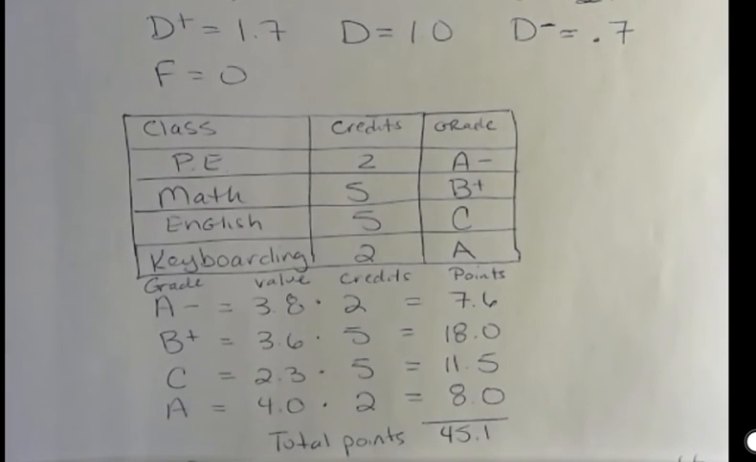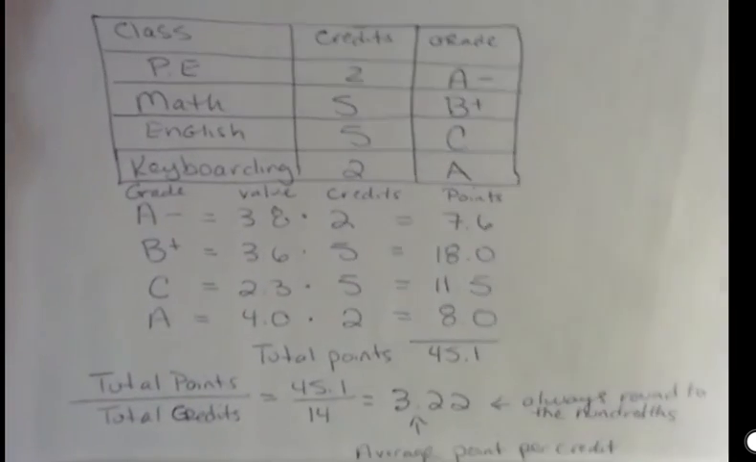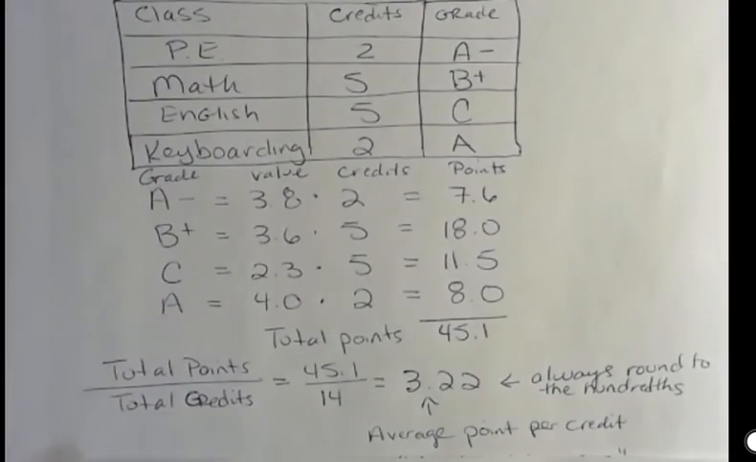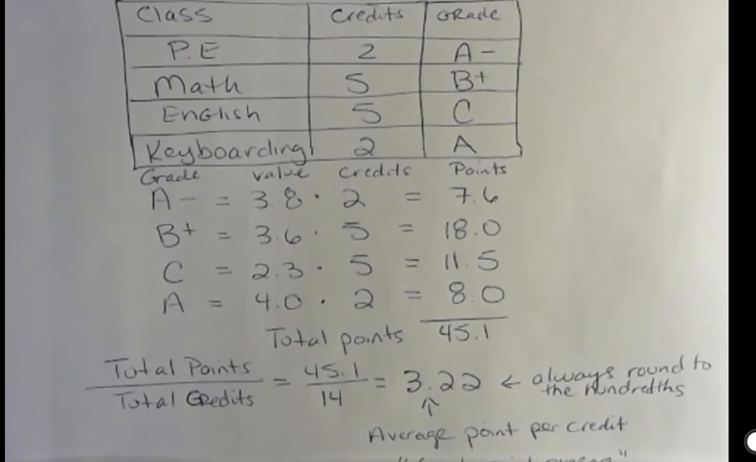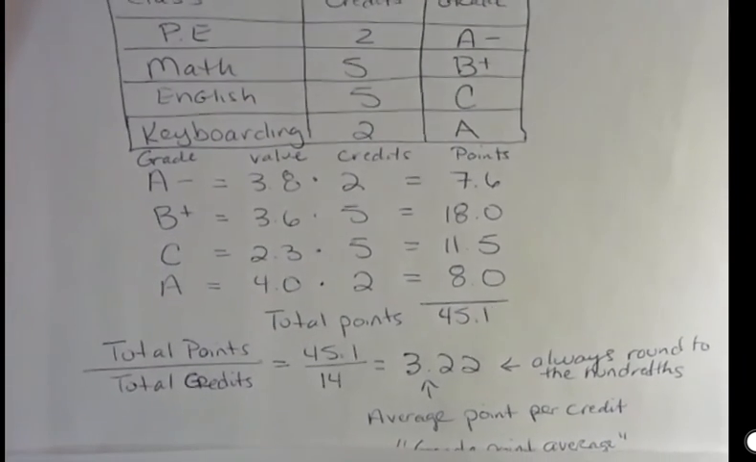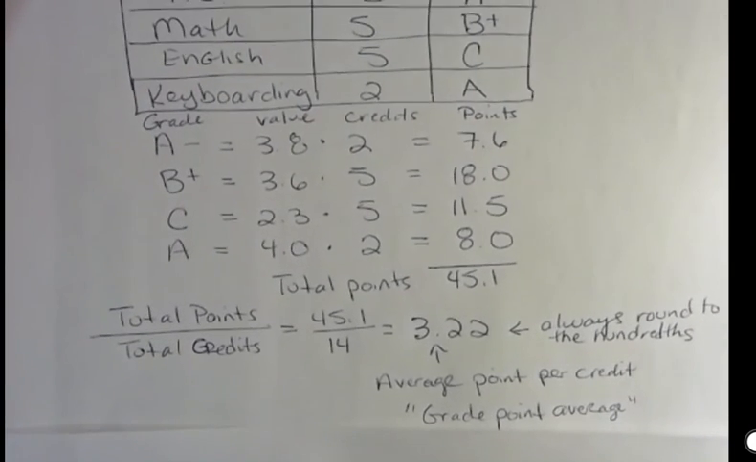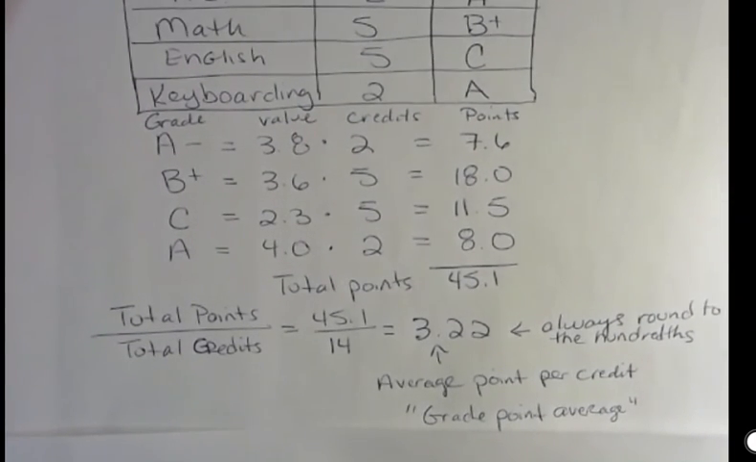But we're looking for an average, so we take our total points and we divide by the number of credits that we had. In this case, they had 45.1 points. They had 14 credits. 45.1 divided by 14 is 3.22. We always round GPA to the hundredths. That's what they do all across the country, so we're going to be like everybody else. 3.22 GPA is not bad. 3.22 is around a B, between a B and a B minus in this scale, right?